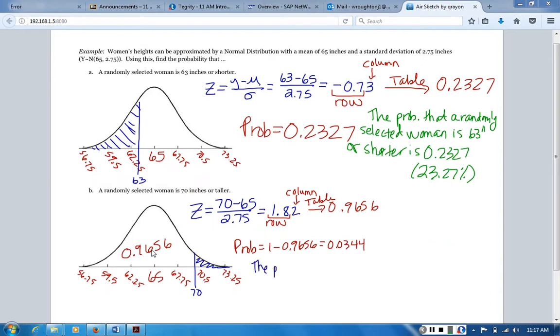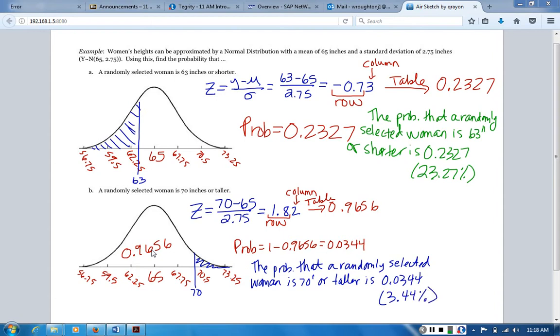So then I can say that the probability that a randomly selected woman is 70 inches or taller, which is 5'10". So we know there's probably not a ton of women out there that are taller than 5'10", is 0.0344, or again, if you prefer percentages, multiplying by 100% would get us 3.44%.